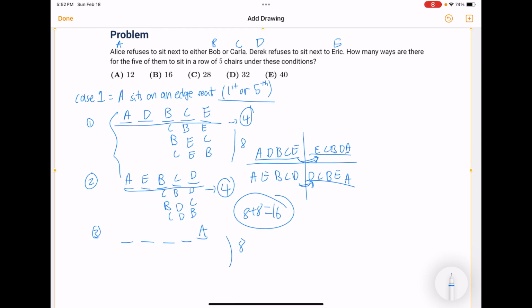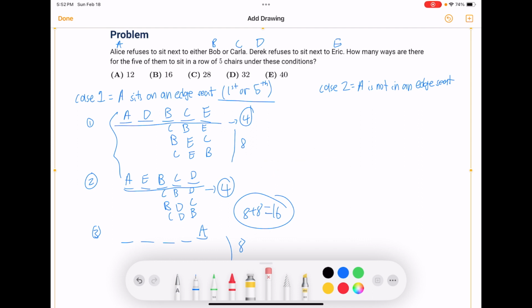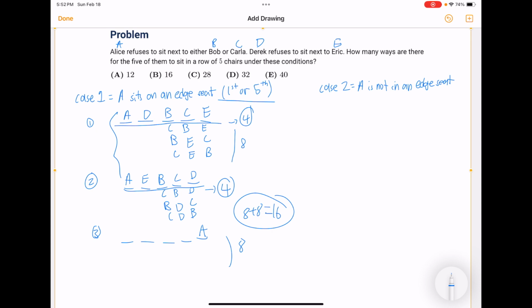And now moving on to case 2, which is when A is not in an edge seat. I'm about to run out of space here, so I'm just going to erase this really quickly. Okay, so let's also just split it into scenarios. So scenario 1. There's only going to be 3 positions here because A can be in any seat except for the first one and the last one. So let's just start off with A being in the second seat.